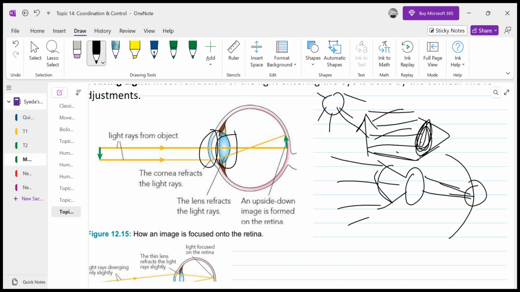So this is what you have to see. Now see what happens whenever we see objects, either nearby or far away from us. Whenever there is an object which is quite near to us, the light which is coming from that object is quite diverged light. Like this. Let me show you.